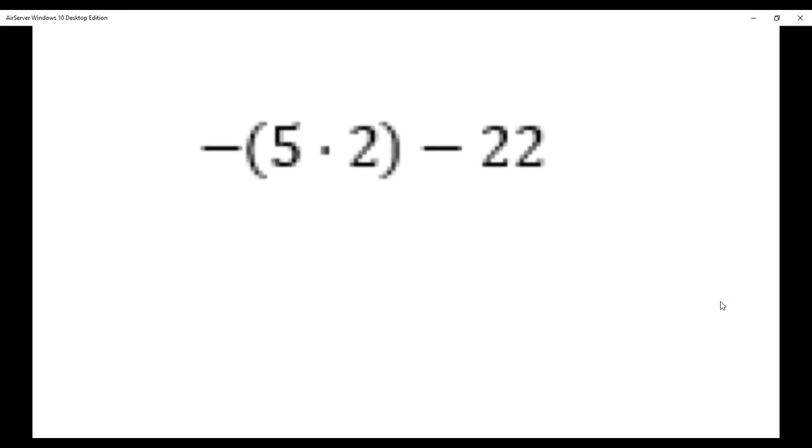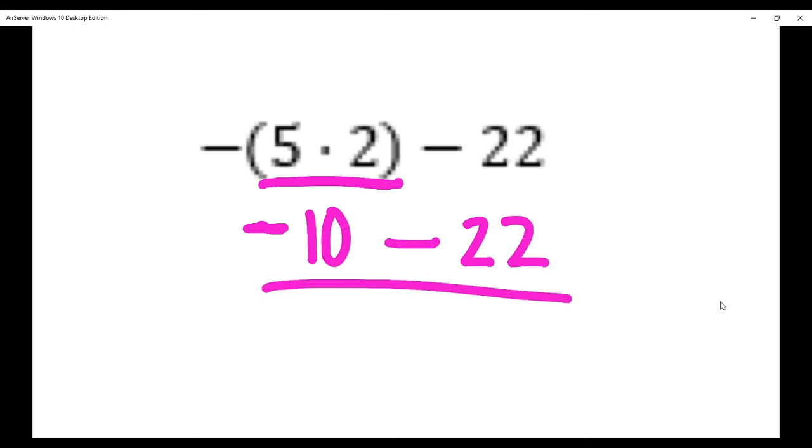Okay. So I've got grouping symbols, and then I've also got this minus sign. So I got to do grouping first. So 5 times 2. I have this negative hanging out, and he just gets brought down. So 5 times 2 is 10. And this negative gets brought down, minus 22. Now I'm going to KCO it.